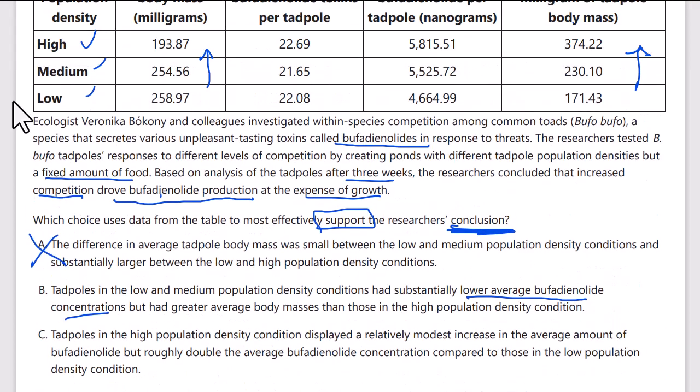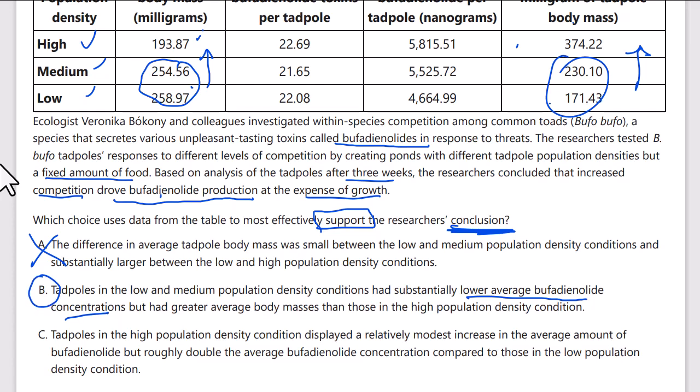So in low and medium population densities, they had lower toxin per body mass, but had greater average body masses than those in the high population density condition. They had higher body masses, so they had more growth and lower concentration, suggesting the higher had less growth and much more toxin concentration. That looks pretty good. I think that's going to meet it.